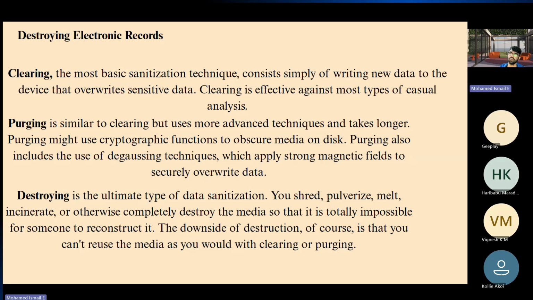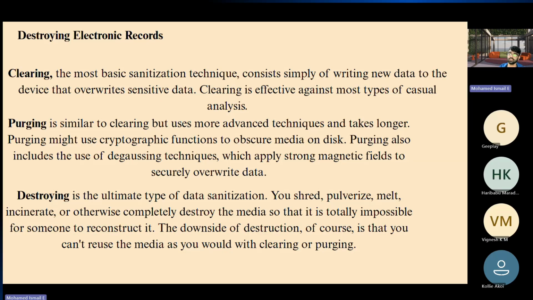Next is purging. It is similar to clearing but uses more advanced techniques and takes longer. Purging might use cryptographic functions to obscure media on disk. Purging also includes the degaussing technique, which applies a strong magnetic field to securely overwrite the data. Clearing is like going to your memory card and deleting the photos. Purging means you use a technique like electromagnetic degaussing, using magnetic fields, so that the recovery tool cannot recover the data on the hard disk.